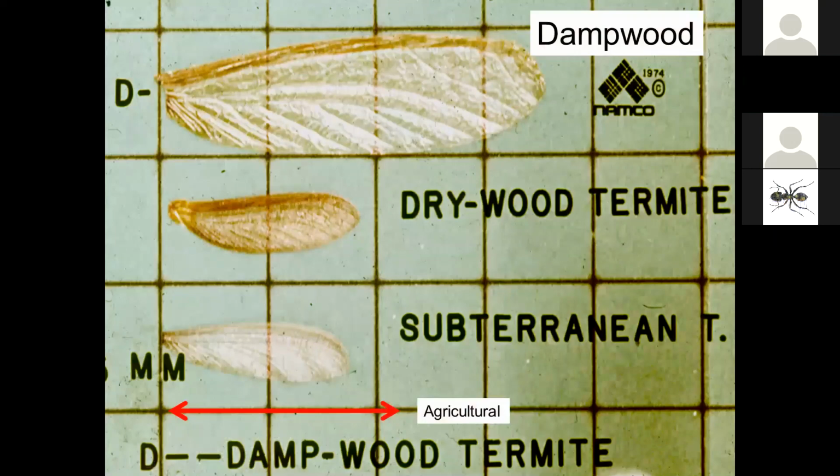And then this is just to show you wings. So we have dampwood at the top, drywood next, and you can see their wings are kind of a smoky brown as compared to the subterranean termites, which are more pale or translucent. But again, unless you're looking at lots and lots of termites, that's difficult to tell unless you do that a lot.